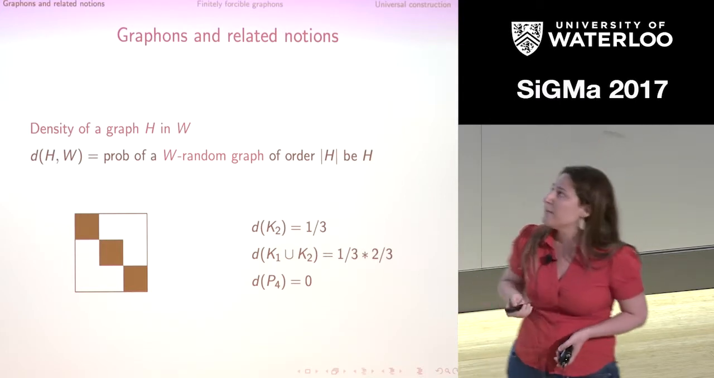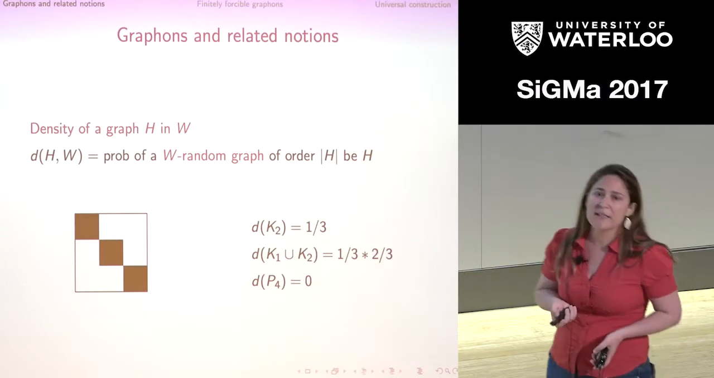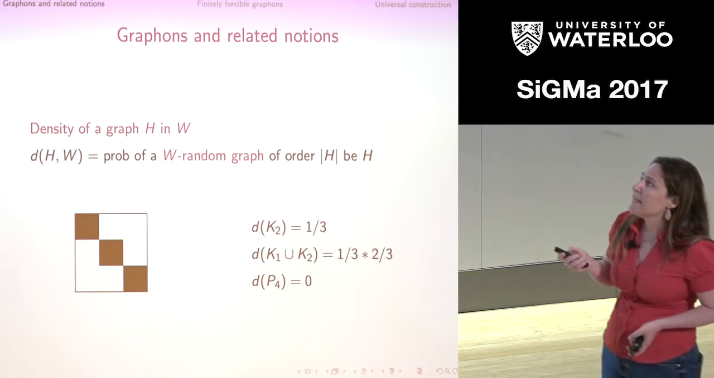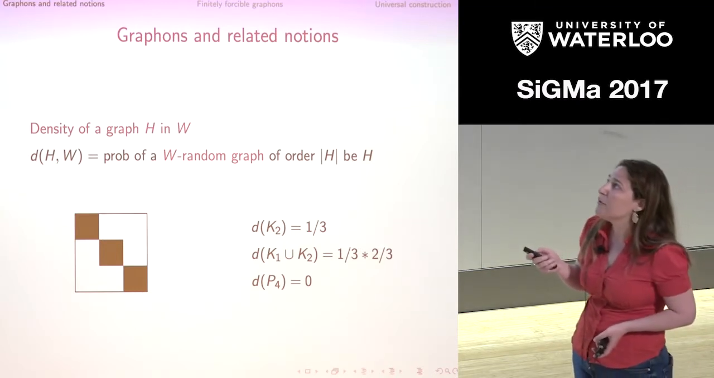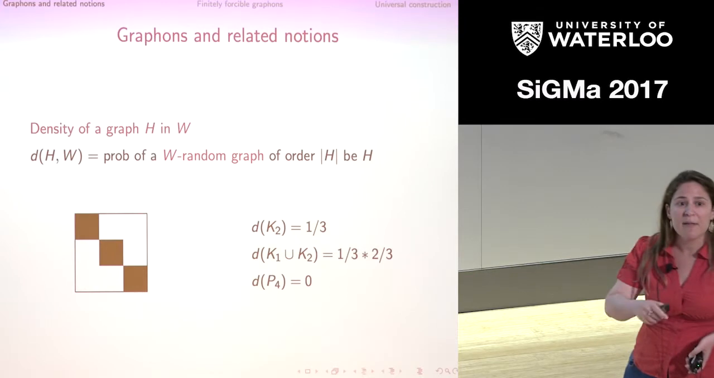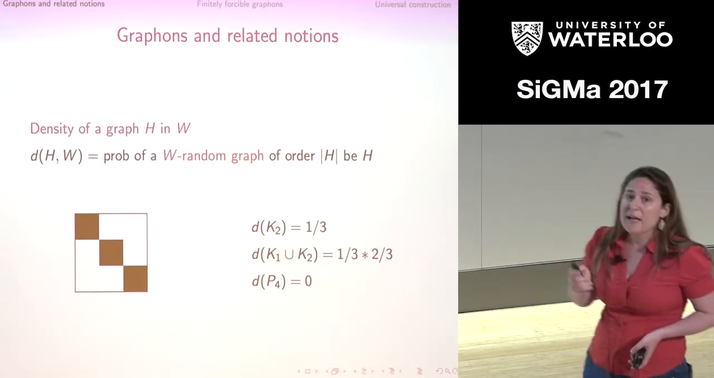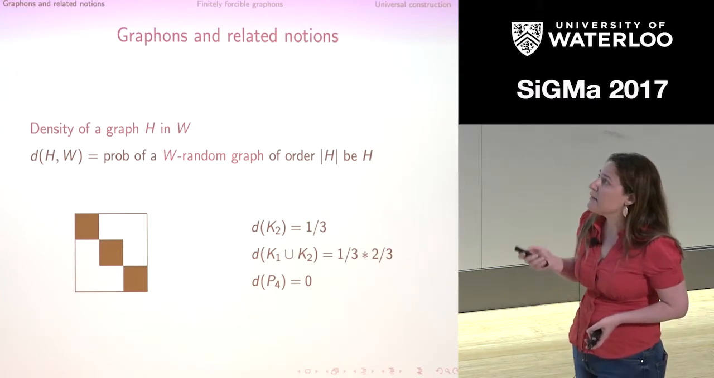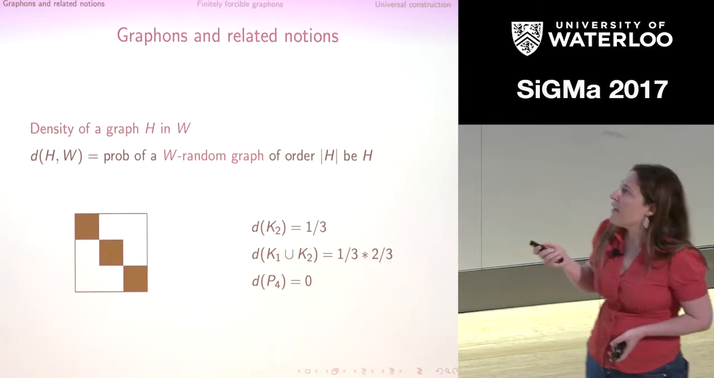Now with this, we can define the notion of density of a graph in a graphon. Basically, we say that the density of a graph H in a graphon W is the probability that, whenever I pick a W-random graph of order the size of H, I will see a graph isomorphic to H. And just to make sure that we all understand this definition, I have this example.